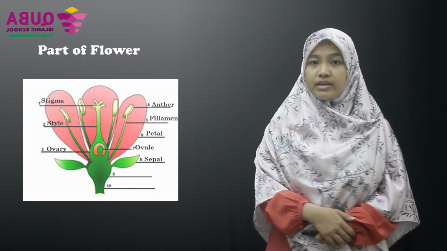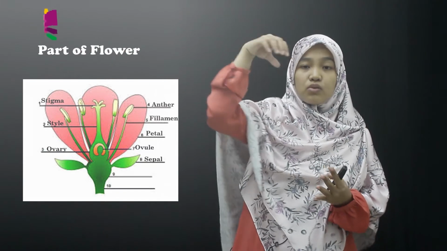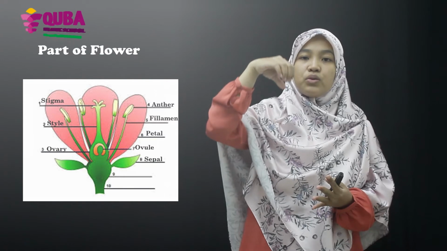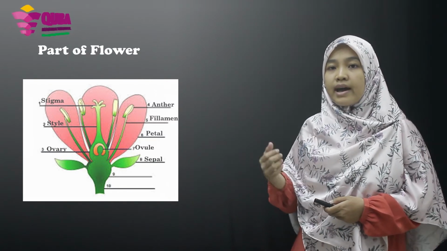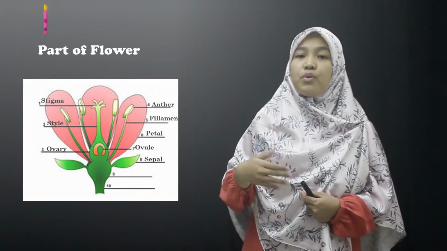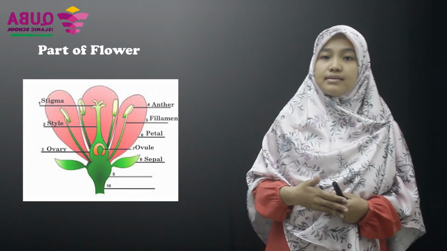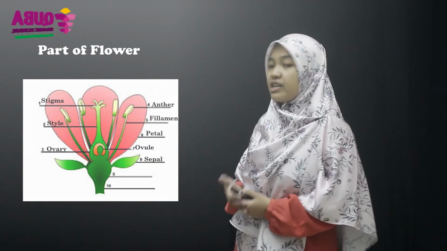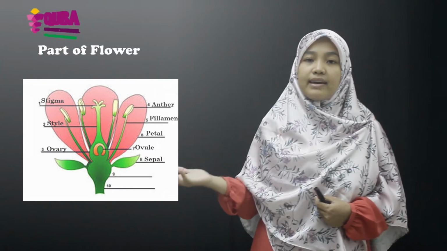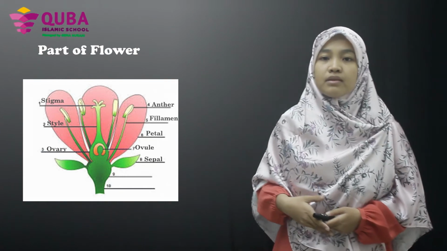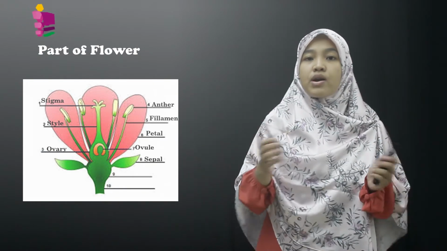The stigma function is to receive pollen grains, and then the pollen continues through the style until it reaches the ovule. The anther function is to produce pollen grains, and the filament is a stalk to hold up the stamen. The petal function is to attract insects, so the insect can help with pollination. And the sepal function is to protect the flower when it is in the bud.